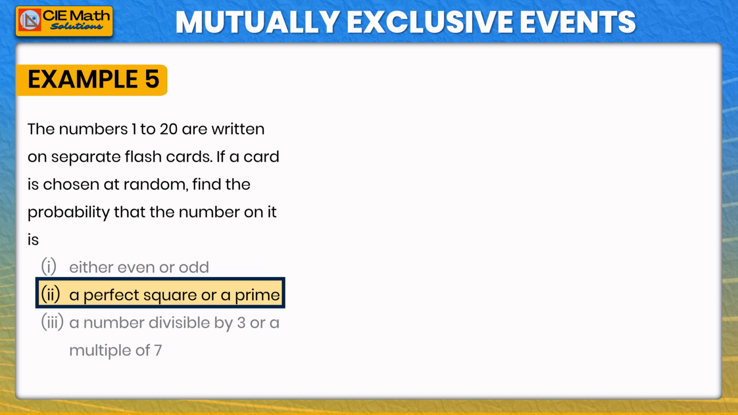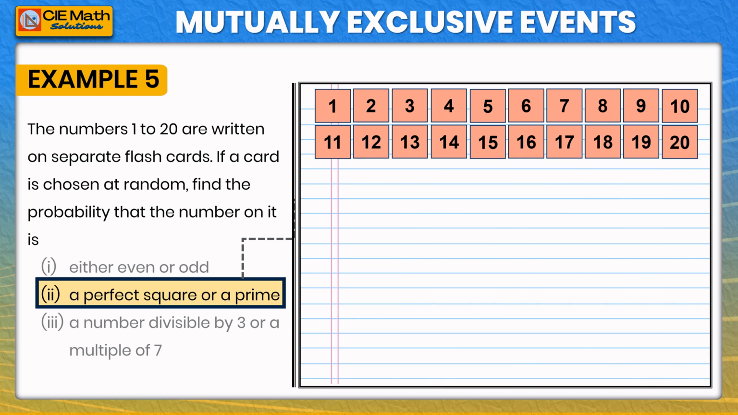Let's proceed to double I: a perfect square or a prime number. Now for the probability of a perfect square. What are perfect squares? Perfect squares are the product of a number being multiplied by itself. So for example, 1 times 1, a perfect square is 1. 2 times 2 is 4. 3 times 3 is 9. 4 times 4 is 16. If you multiply 5 times 5, it's 25, but it's not present on the cards anymore. So on these 20 cards that we have, there are only 4 perfect squares out of 20.